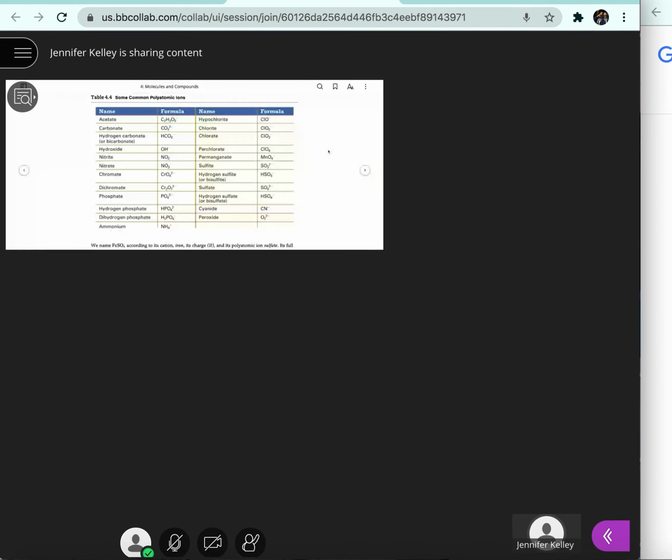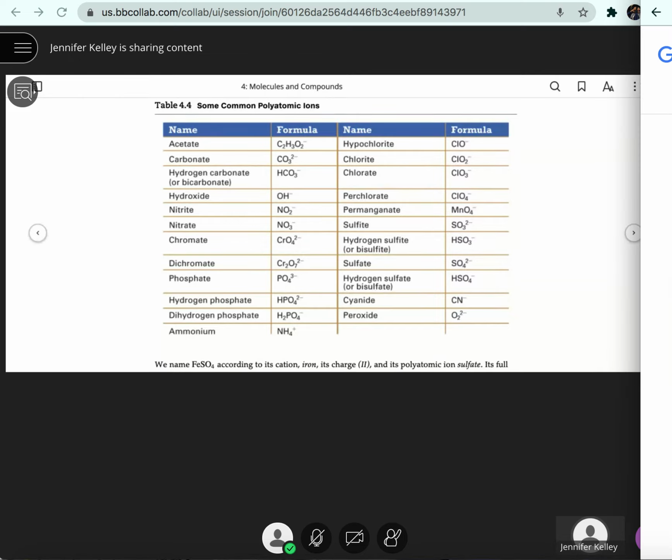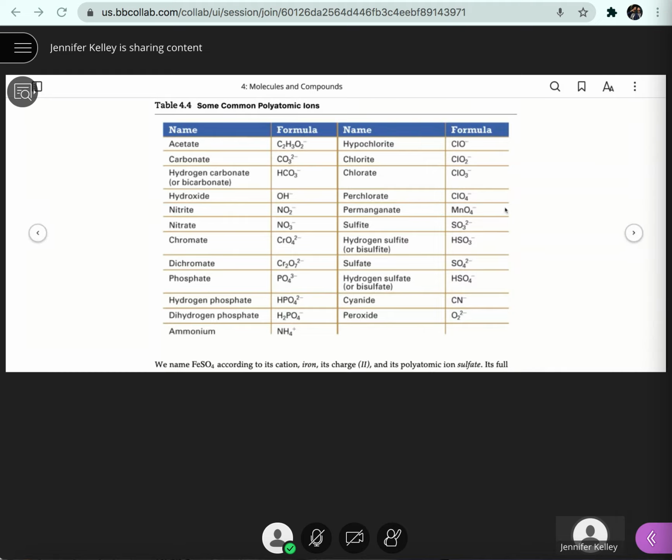Your textbook also. This one's a little different. The only difference is this one is like a side-by-side table instead of just a vertical table. So if you're looking at these, the first one is acetate, and it gives you the formula. Carbonate, hydrogen carbonate, hydroxide, nitrite is NO2 minus, nitrate is NO3 minus.